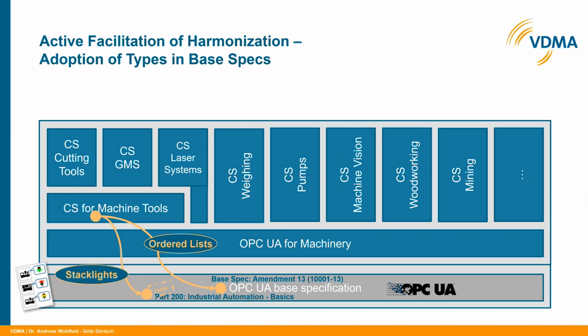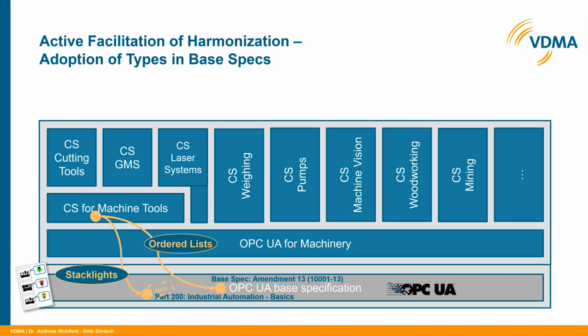The next thing was, we were talking about stack lights. A lot of you probably know those. They're used in machine tools, of course, but they're also used in a number of other industries. And so we were convinced that they are not limited to the machine tools domain, and started talking to other groups whether they were interested in such types to represent stack lights, or were maybe already using them. And we found some groups and closed ranks with them and defined common types to describe stack lights, which were a lot more extensive than what we were describing for our domain.